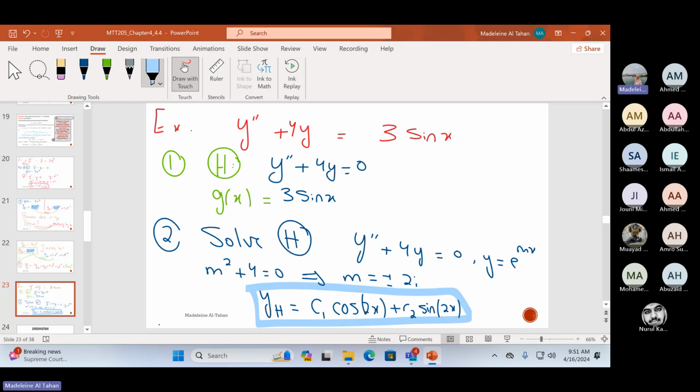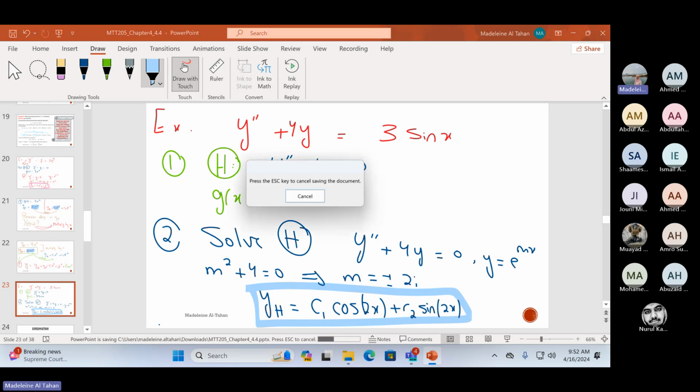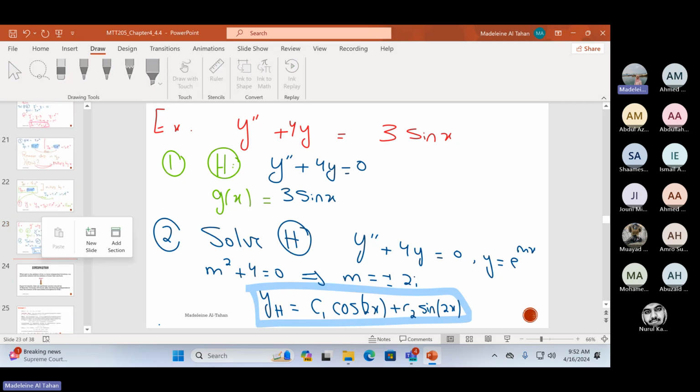This slide, are all of us okay with it? It means solving the homogeneous differential equation and identifying our g of x. Are we okay with it? Okay. The next step. Which group would like to share with us the next step? Group 2.